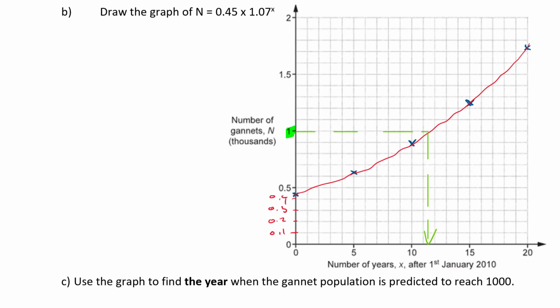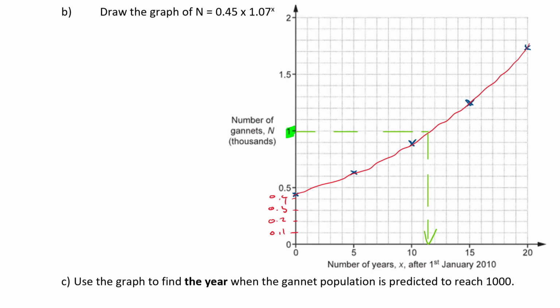So it's a little bit more than 11. So what, 11? Should we go for 11.5? I think I'm going to go for 11.5 there. So use the graph to find the year when the gannet population is predicted to reach 1,000.